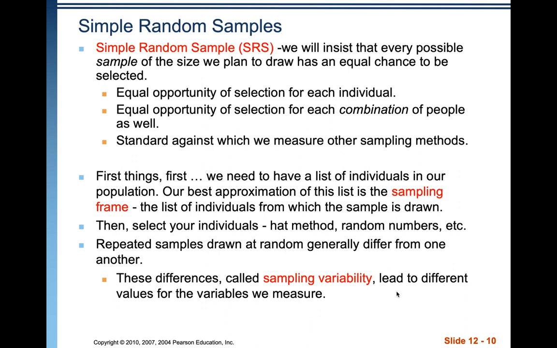Well, first of all, you're going to need a list of the individuals in your population. The population is the whole big group that we want to know about. Sometimes we have a good list for that, sometimes we don't. Our best approximation of the list of all the individuals in the population is a sampling frame. Now, if we want to sample from the students at Houston Christian, we can get a sampling frame that has every member of the population. That's doable on any given day.